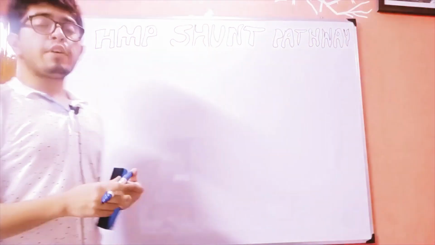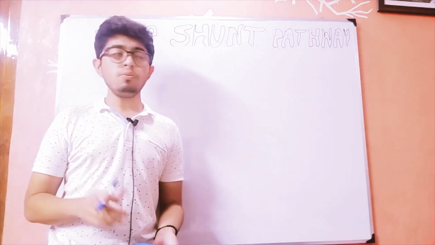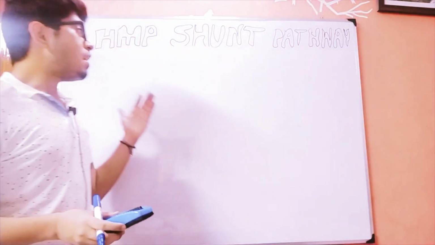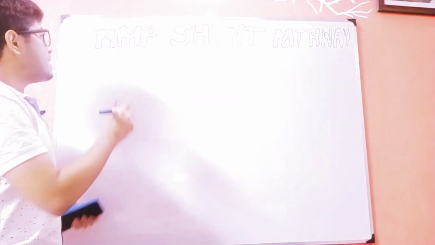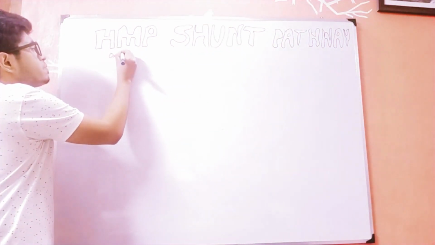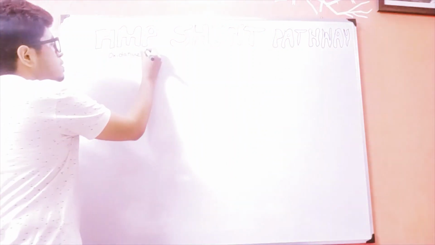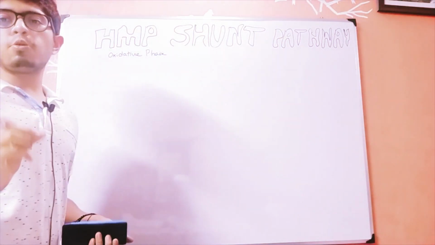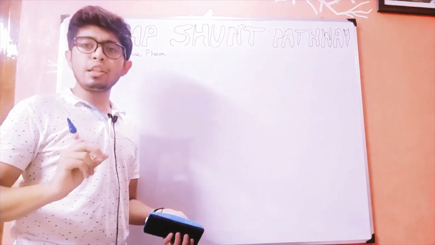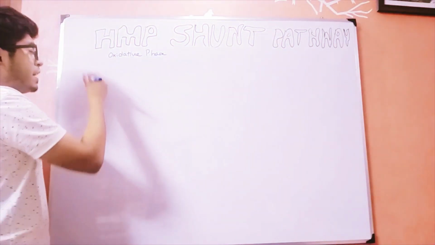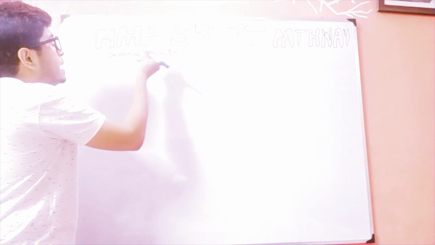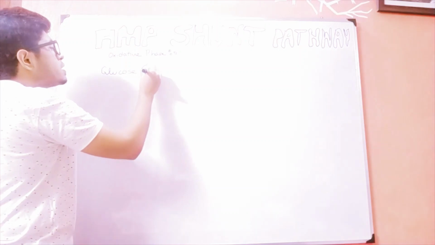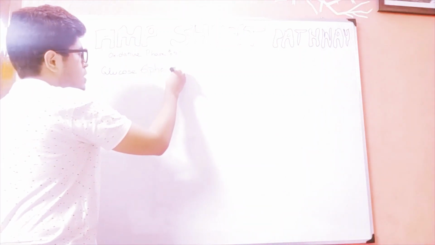The hexose monophosphate shunt pathway can be divided into two parts, the oxidative and the non-oxidative phase. First is the oxidative phase. The oxidative phase is the phase in which the pathway gives rise to the reducing cofactors like the NADPH molecules. Now, the primary substrate which is used is glucose 6-phosphate.